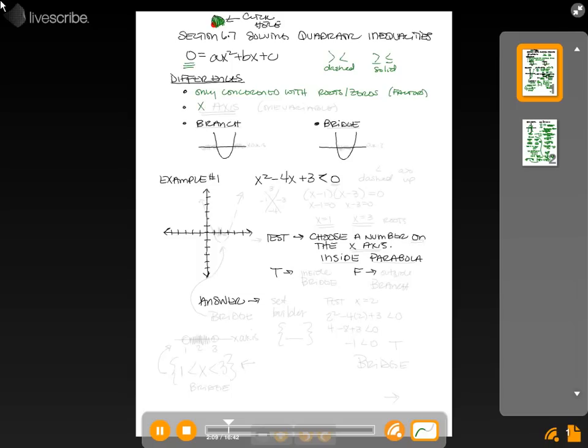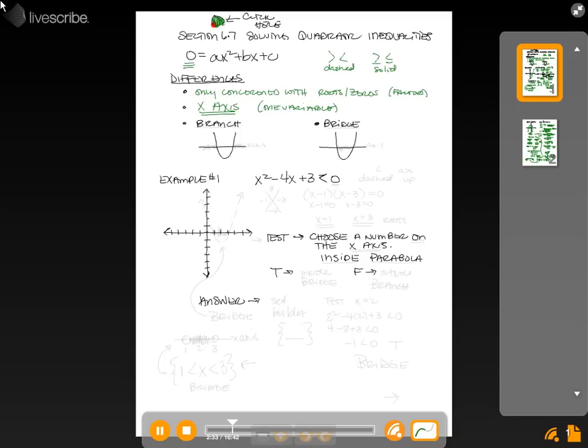Second difference is that we're really only concerned with the x-axis. Okay? There's only one variable. Because remember, our y is now a 0. We have no y when we look at these problems. So the only variable we have is an x. So we're really only concerned with the x-axis, and that helps us write our answer.